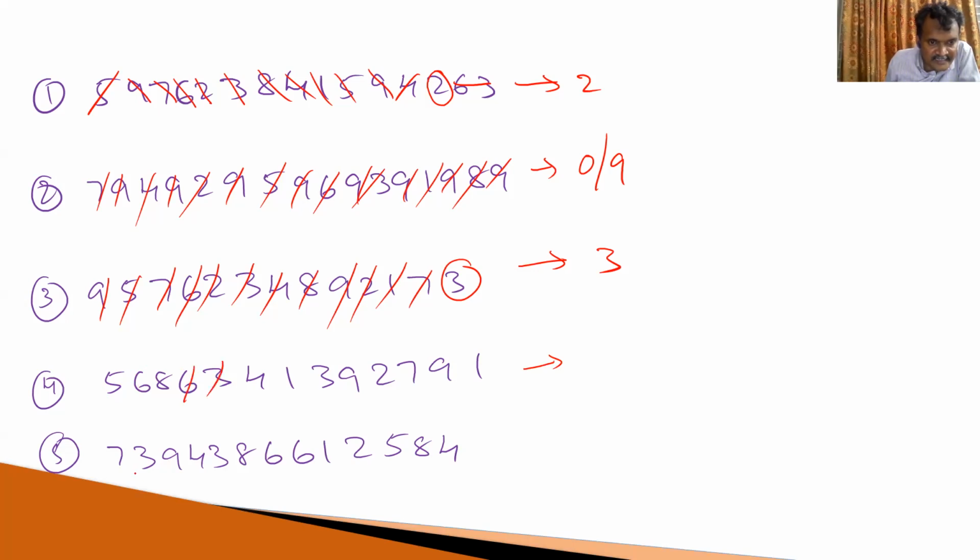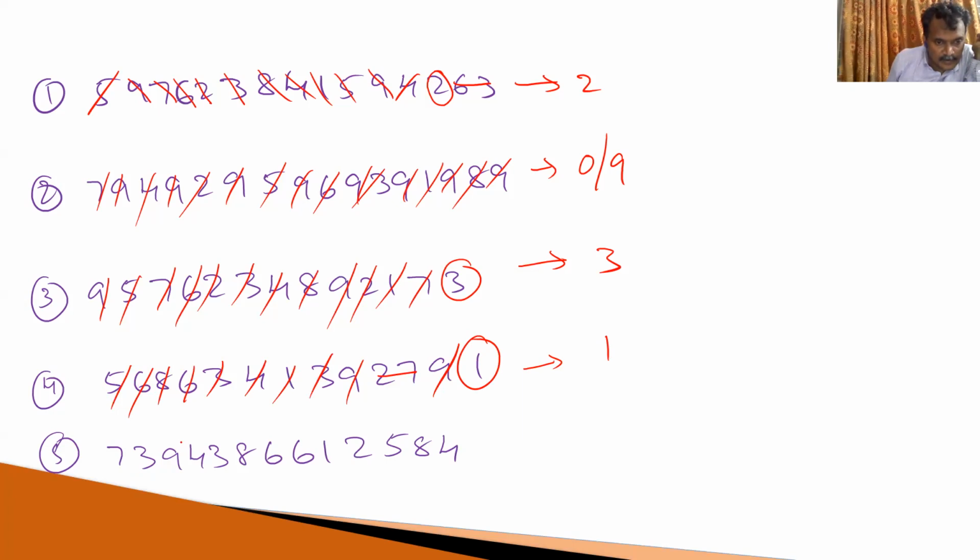6 and 3 get cancelled. 5 and 4 cancel. 8 and 1 cancel. 6 and 3 cancelled. 9 cancelled. 2 and 7 cancel, 9 cancel, only 1 is there. Just cancel, no need to add each and every digit. Just cancel the 9, or if the sum of two digits is equal to 9, that also cancel.